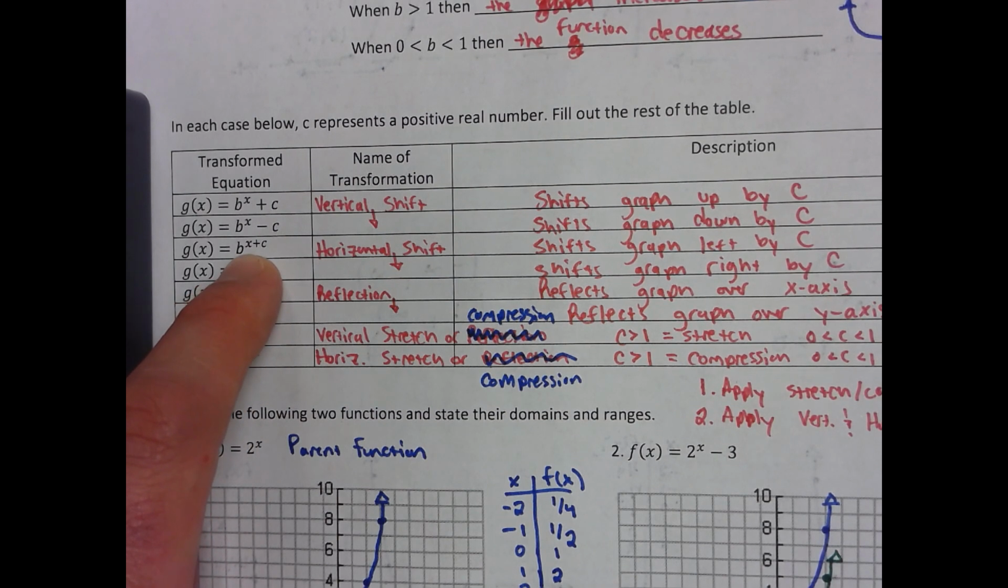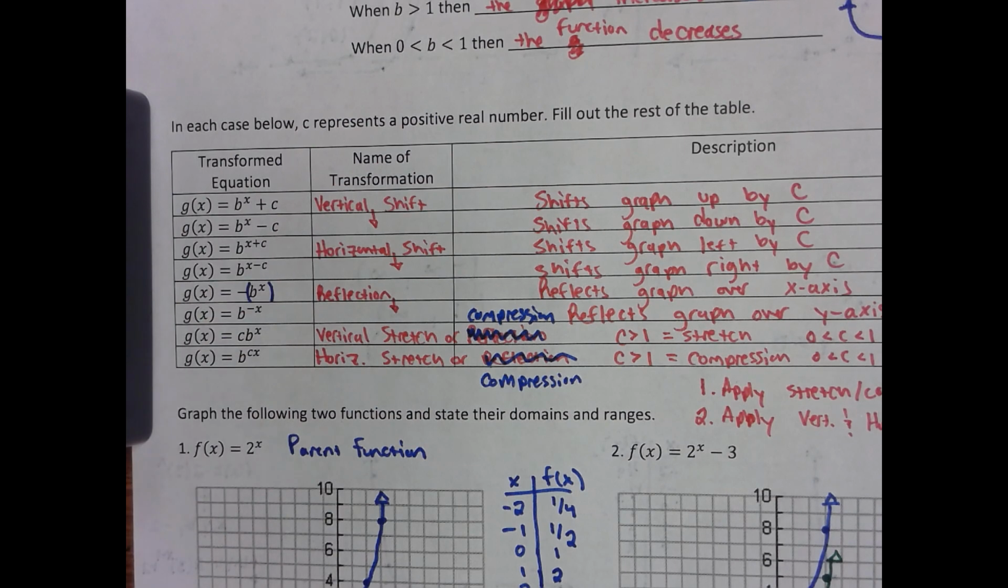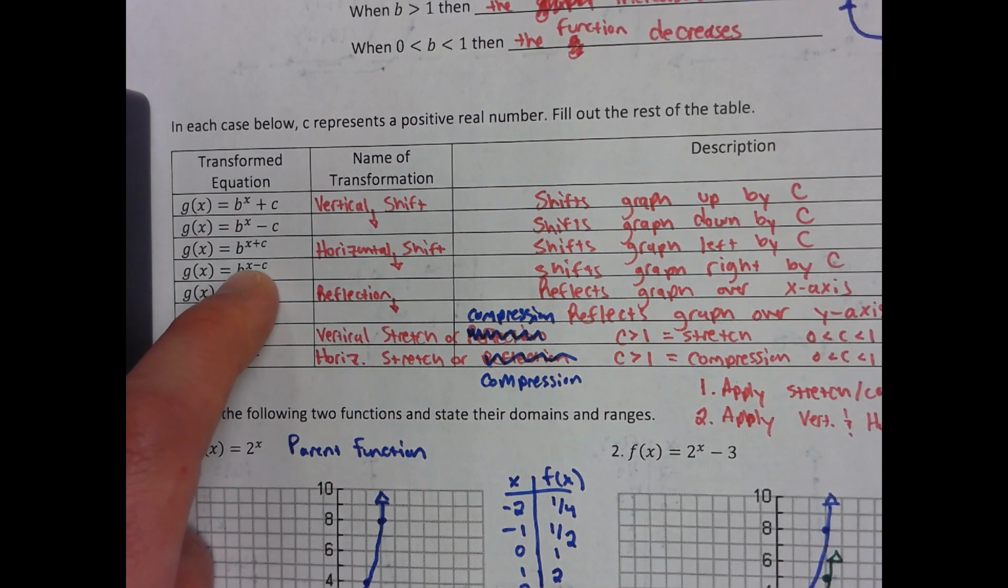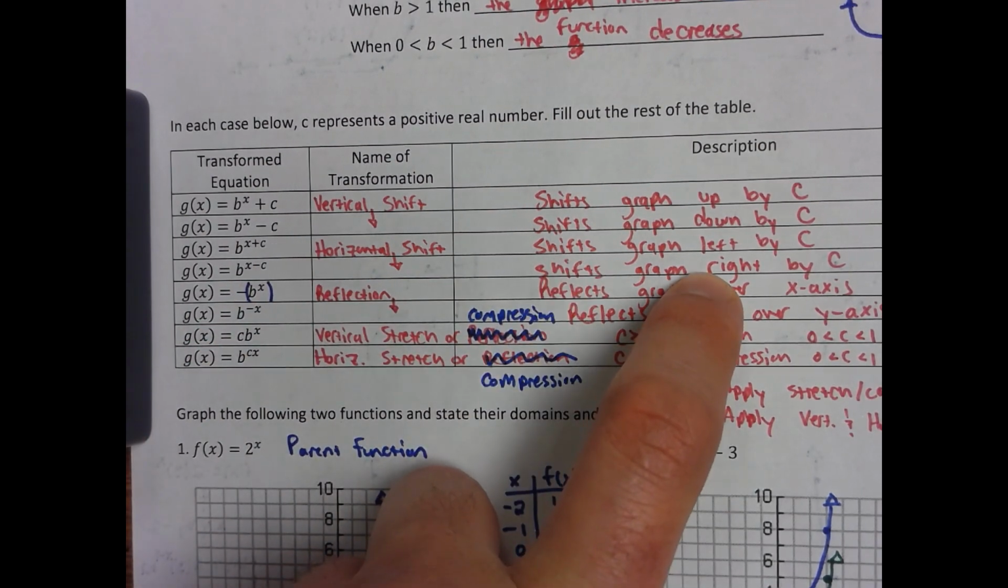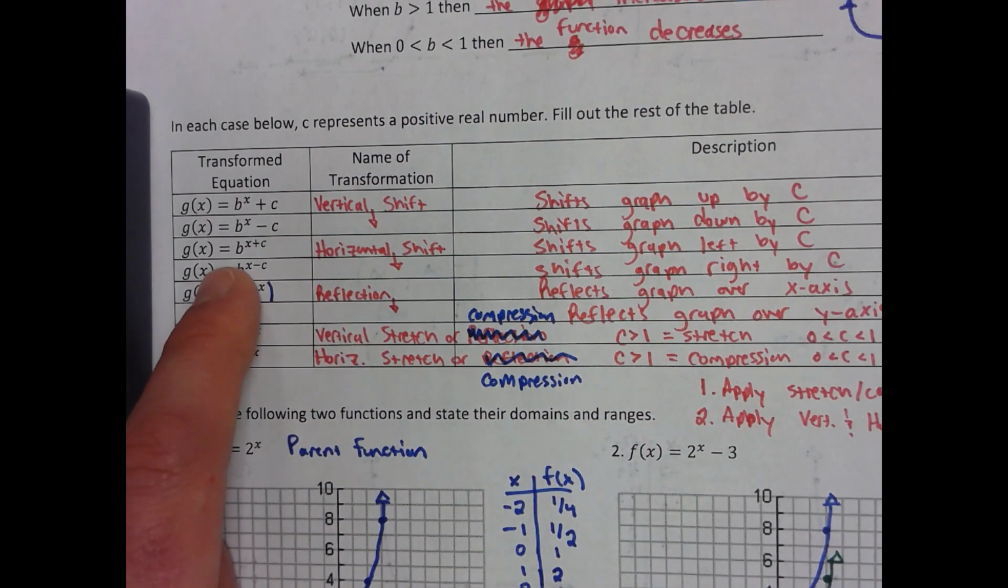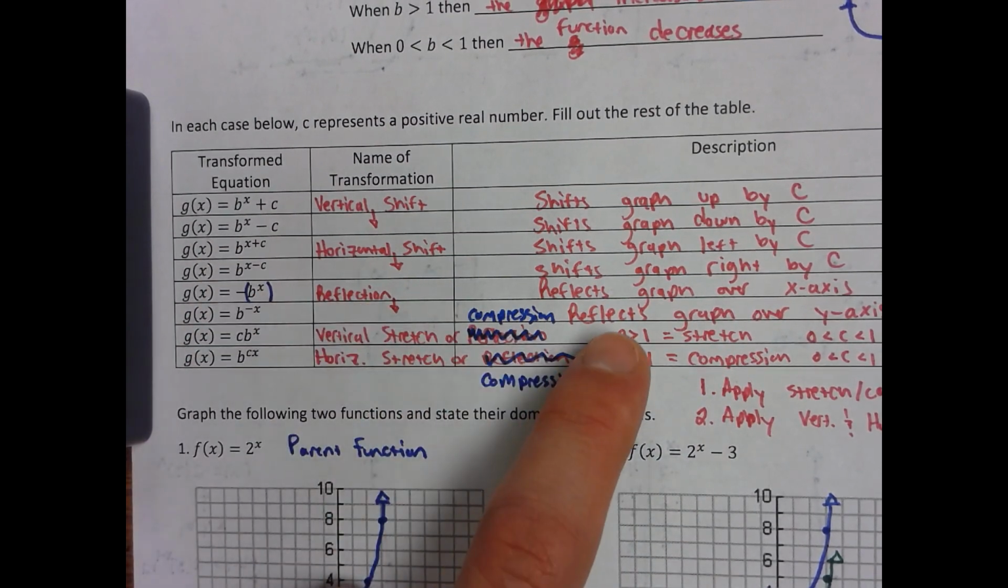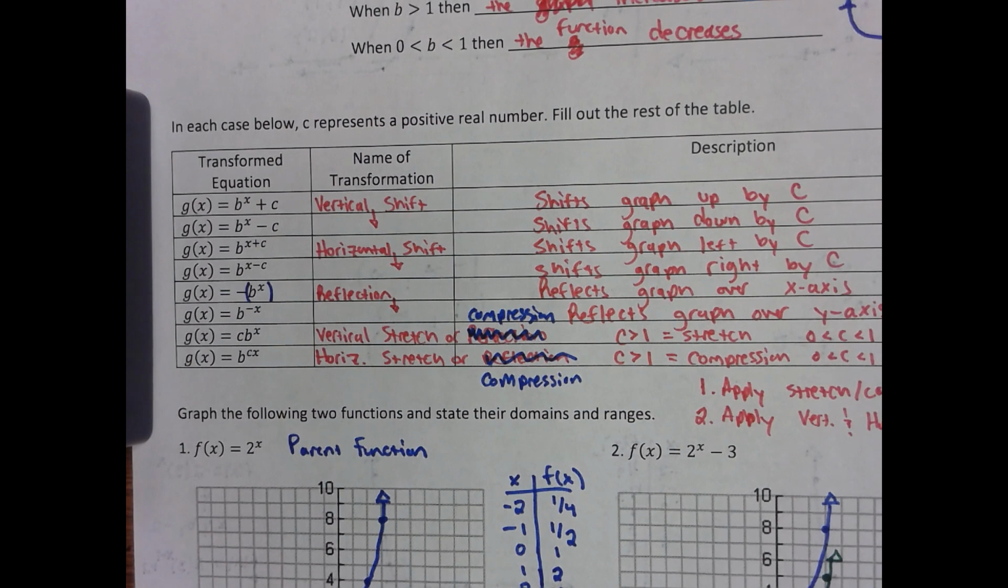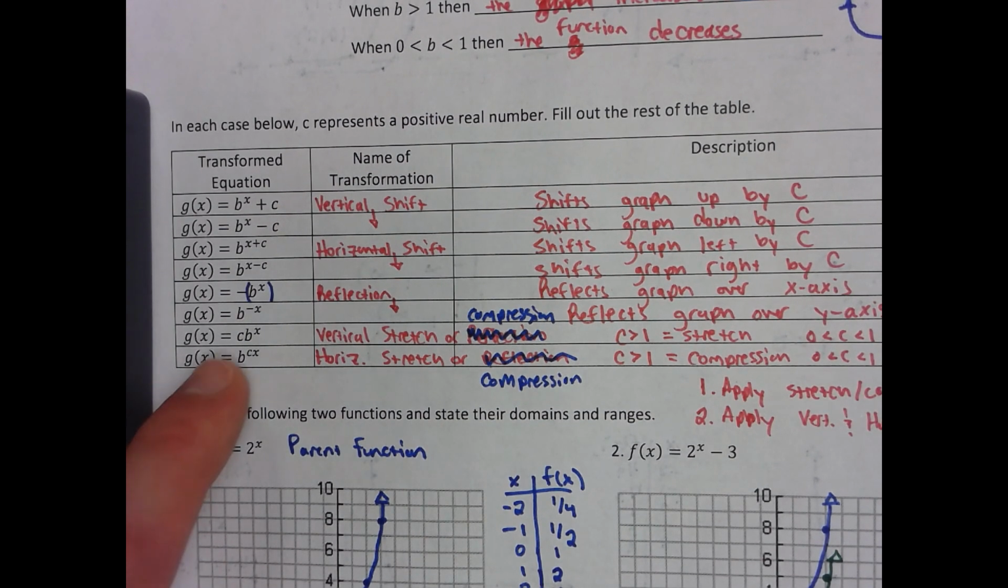Then, when c is being added onto the x or subtracted from the x, that's our horizontal shift. And remember, that one can be tricky because it's the opposite operation from what we see. If it's x plus c, we're actually shifting the graph left by c units. If it's x minus c, we're actually shifting it right by c units. Okay, so anytime it's affecting the x's, it's the opposite operation from what we see.